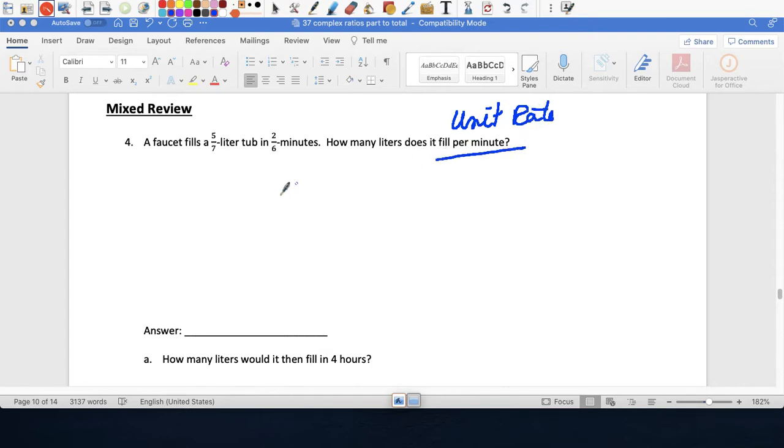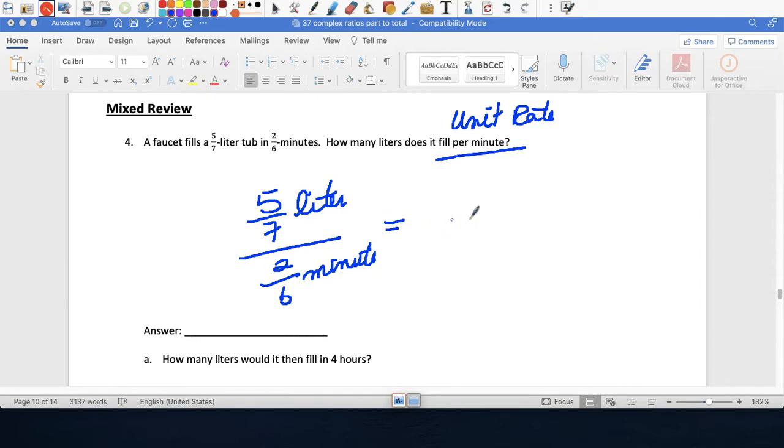Right? So we're going to write 5/7 of a liter in 2/6 of a minute. So the first thing we can do is write this on the other side. So I'm going to write 1 minute.